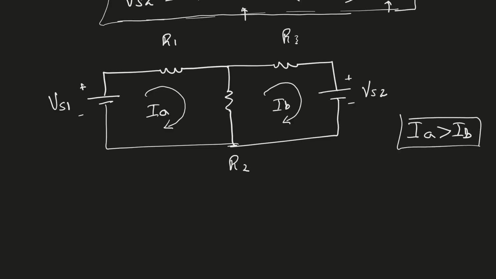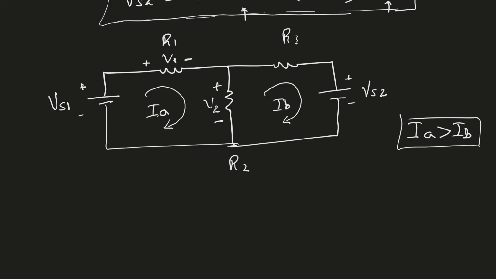In loop A, the current in R1 is flowing from left to right, so this is the voltage polarity, and the voltage is V1. In the resistor R2, remember the current IA is larger than IB. IA is going down, IB is going up, but the current going downward is larger than the current going upward, so the net current is going downward. Therefore, this is positive and this is negative, and we're going to call it V2.